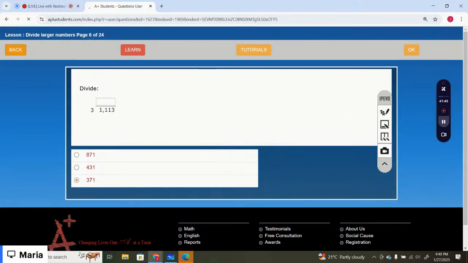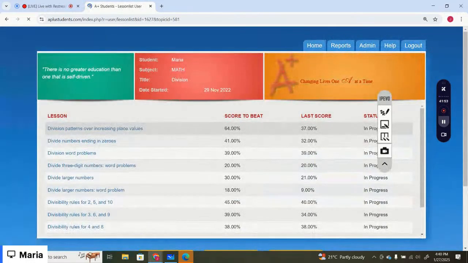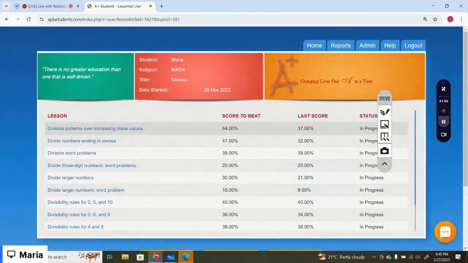So we were working on grade 3 math. The chapter we were working on is division. The lessons we have covered today are division patterns over increasing place values, divide numbers ending in zeros, and then divide larger numbers. So please make sure before the next session you complete all the practice questions for the lessons we just did. That is your homework until the next session.